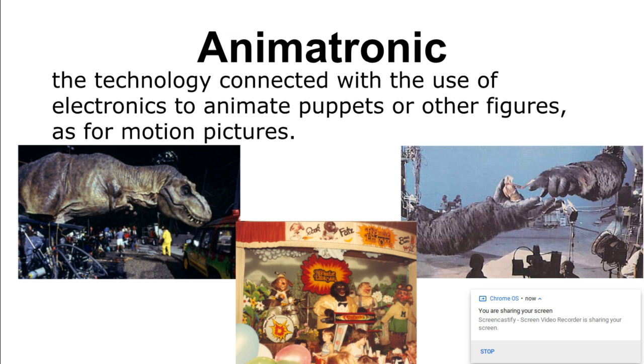Animatronic, the use of technology connected with the use of electronics to animate puppets or other figures as for motion pictures. So like we talked about, the Jurassic Park used this technique, and they even created probably the biggest one that's ever been used with the T-Rex. And you can see that on the left, and it was a robot that could be controlled and moved by robotics.